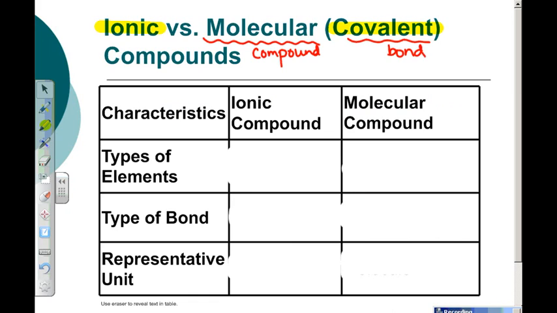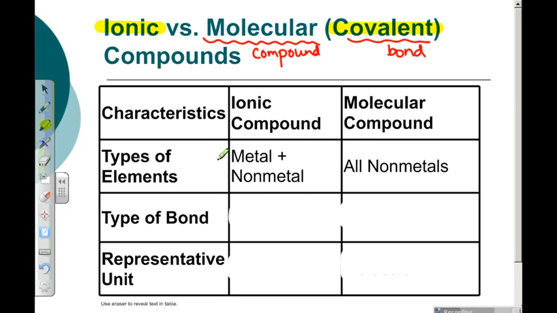Let's start by reviewing what types of elements make up each type of bond. In an ionic bond, you probably remember that the elements combining in an ionic bond are a metal with a nonmetal. In a molecular compound, which is made of a covalent bond, remember, these are all nonmetals.